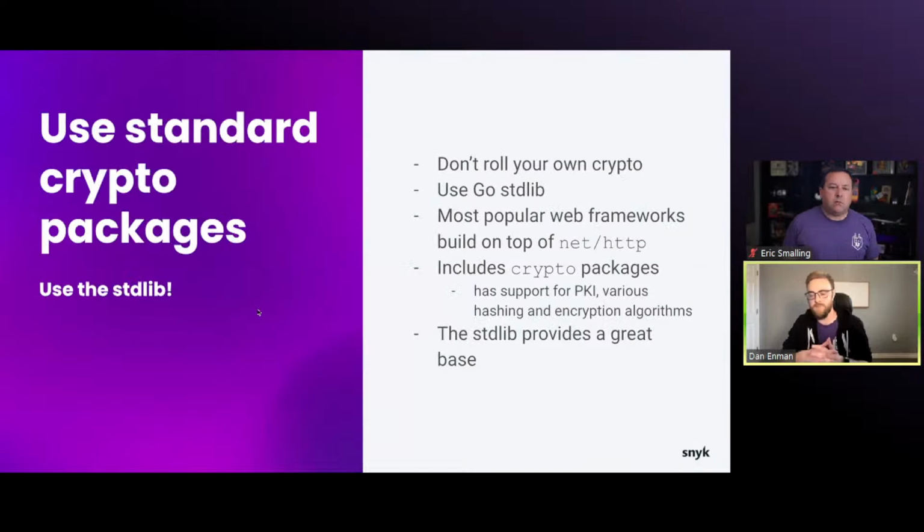Cool, and this tip is very similar to the previous one, talking about dependency injections. And really, again, use the standard library. The standard library has all kinds of really great packages inside of it, including a crypto package. The crypto package has great support for all kinds of hashing and encryption algorithms, has great support for PKI, has support for net HTTP, which is great because that's what a lot of the popular libraries and frameworks for the web are built on top of these days. So again, check out the standard library, get to know it really well because it has all kinds of really neat things inside there.